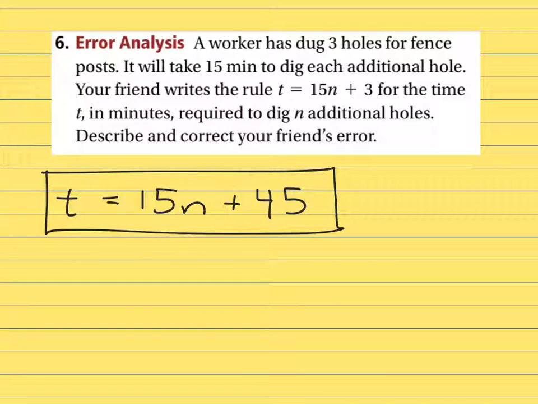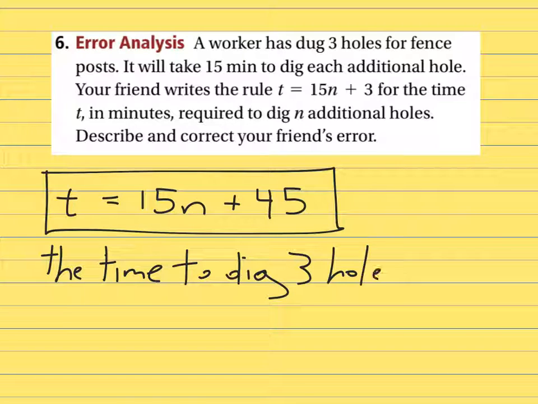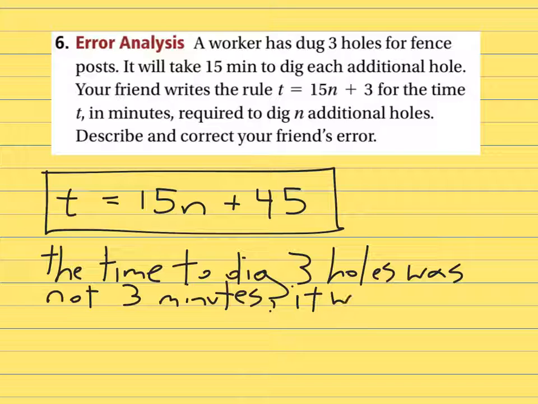This is the function rule for it. Now, it says describe your friend's error. You're going to write that in words. So we would say, the time to dig 3 holes was not 3 minutes. It was 45 minutes.